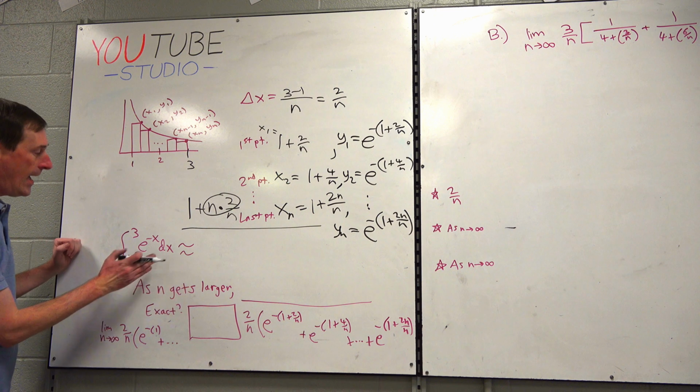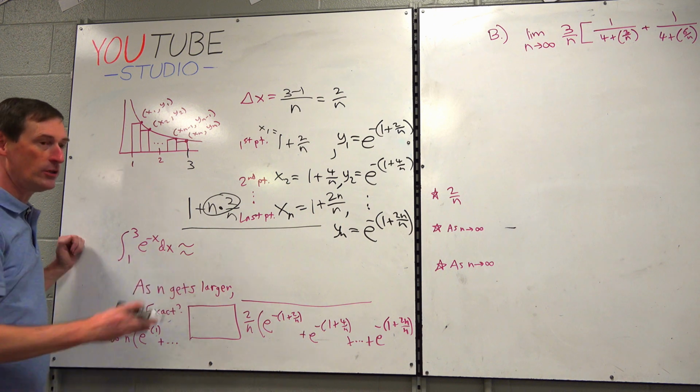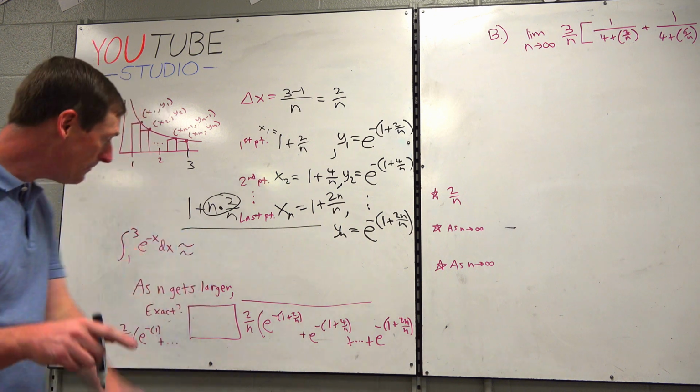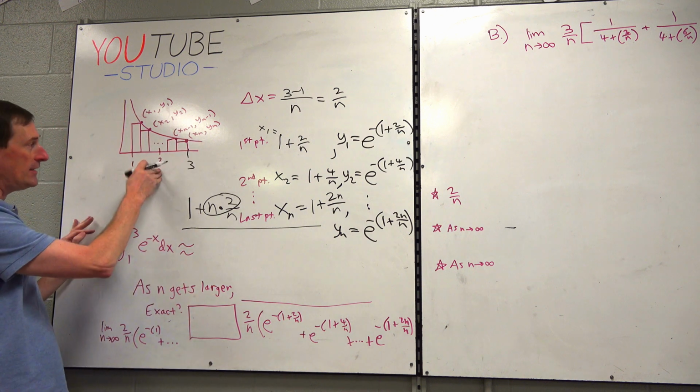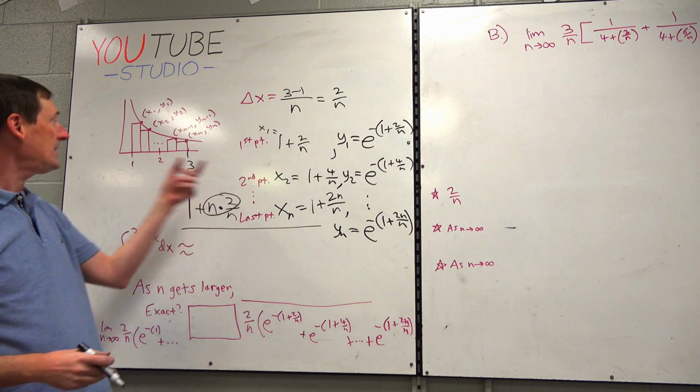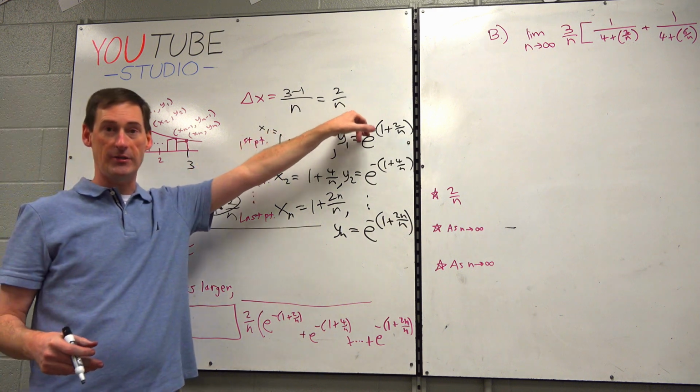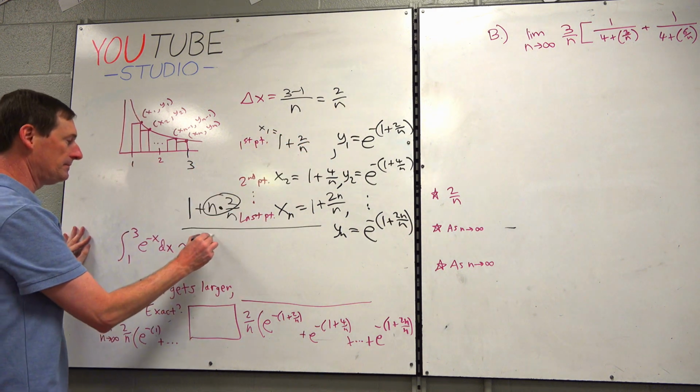All right, how do you find the area under the curve, e to the negative x from 1 to 3? You write out base times height, base times height, base times height, base times height. What's the base? Every building has a base of delta x, which is 2 over n.